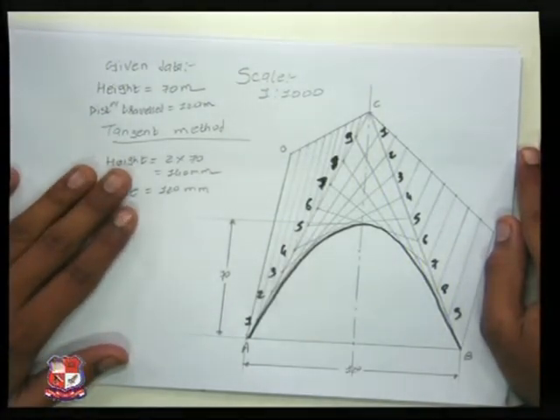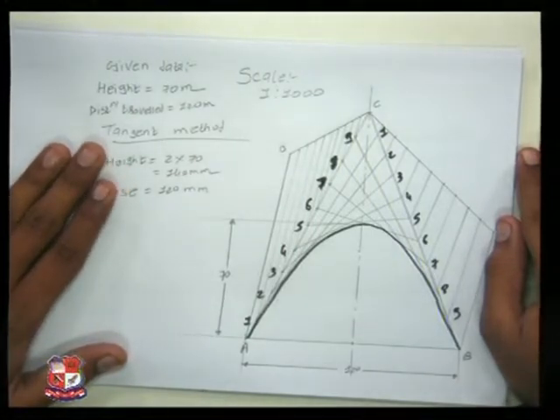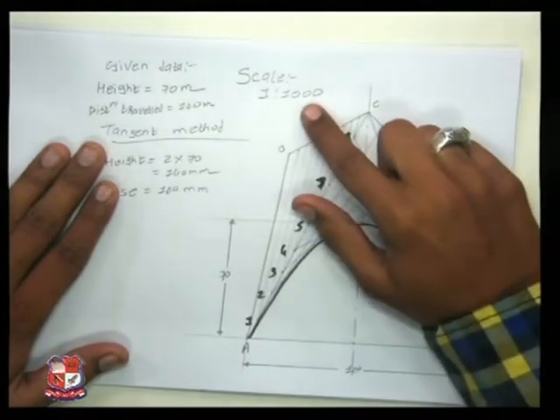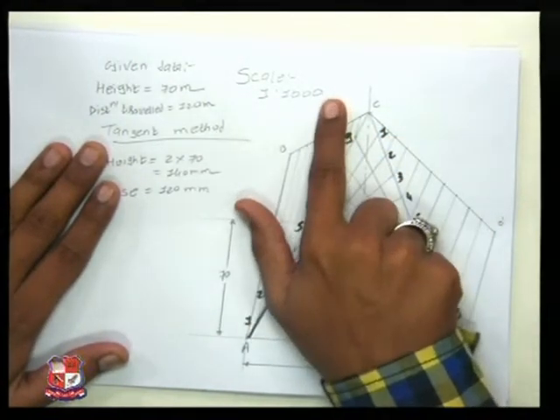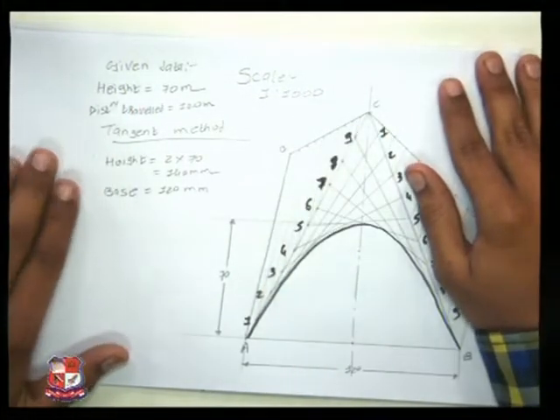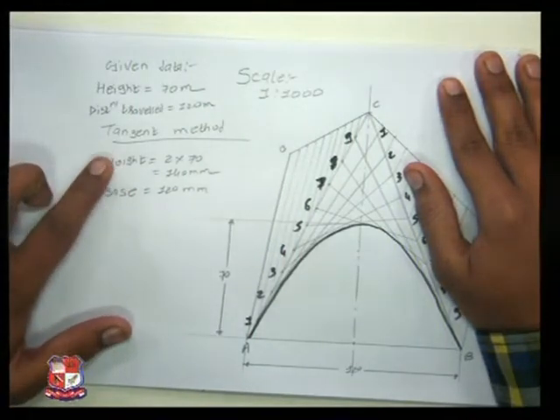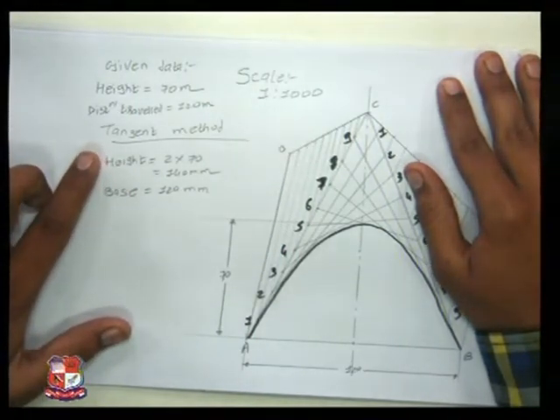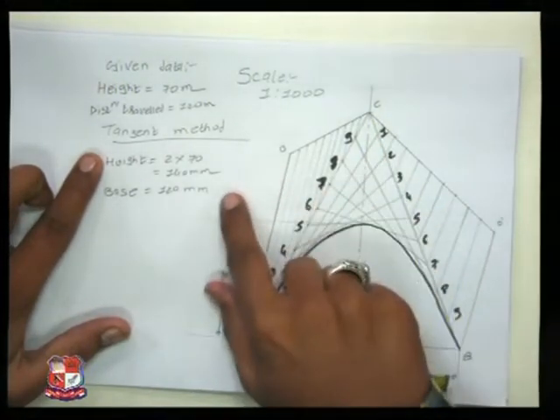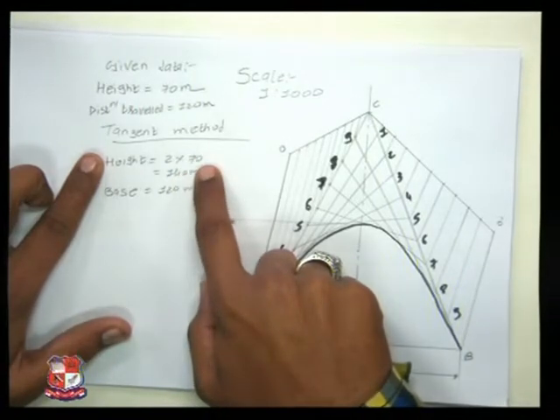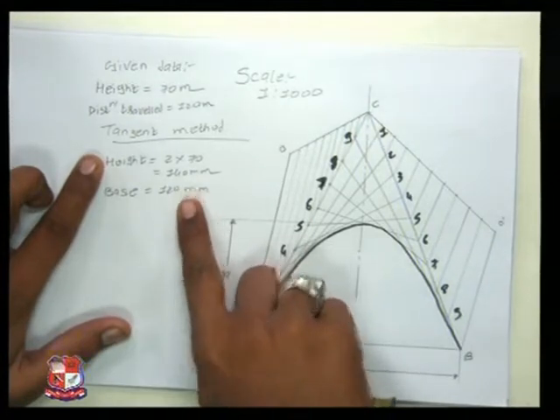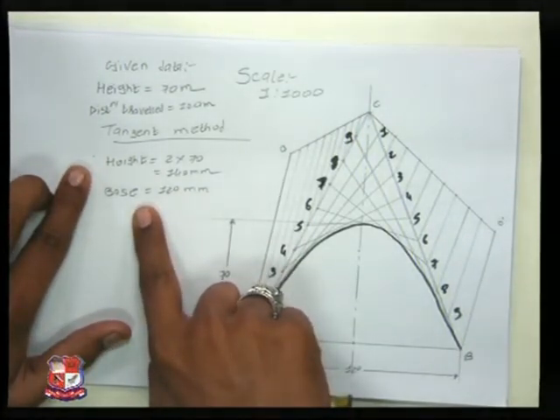Now we are thinking about how we can draw a 70 meter and 120 meter line on the paper. So I have taken the scale as 1 meter equal to 1000 mm, that is, scale 1 to 1000. Now in the tangent method, the height to be drawn is always 2 times the given height. Here the given height is 70 mm, which means we need to draw a height of 140 mm. The base would be 120 mm.